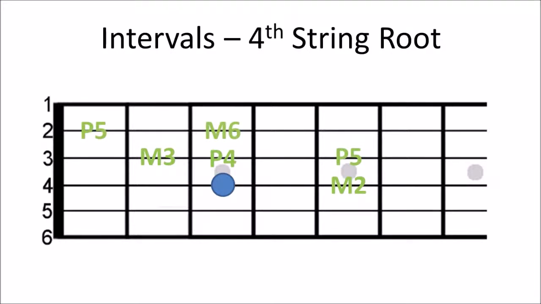And you can see the perfect 5th is played actually in 2 spots here. On the 3rd and 2nd string. You can play it either way. The major 6th, major 7th, and that's also played in 2 spots. On the 1st or 2nd string.